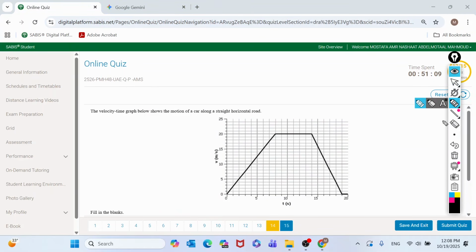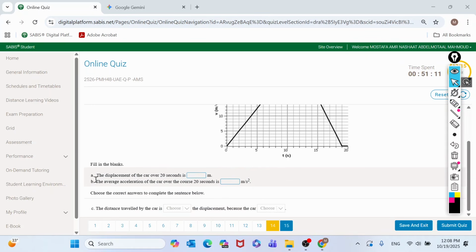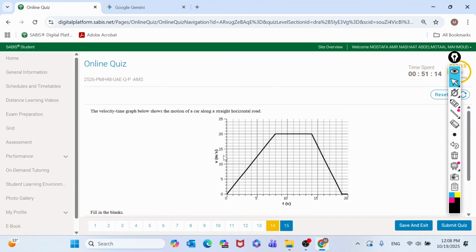What do they want? The displacement of the car over the 20 seconds, and it's a v-t graph. So you're going to do the area under the graph. Base 1 plus base 2 over 2 times height, because it's a trapezoid. So base 1 is 19. I don't know why this last part didn't make it 20, but okay, 19.